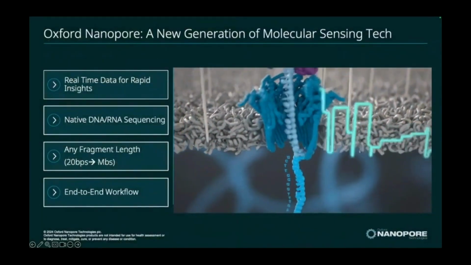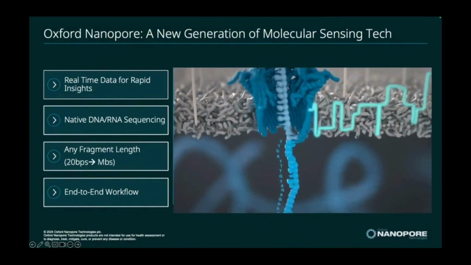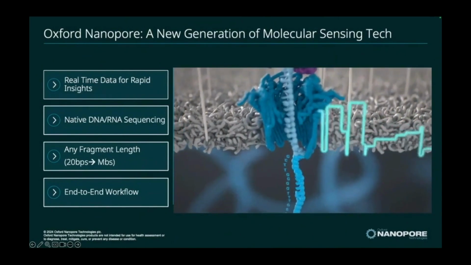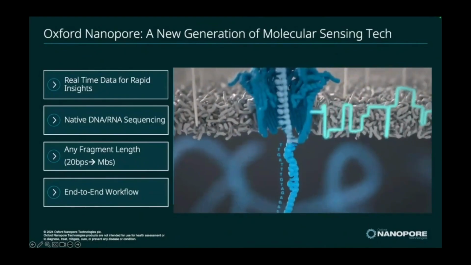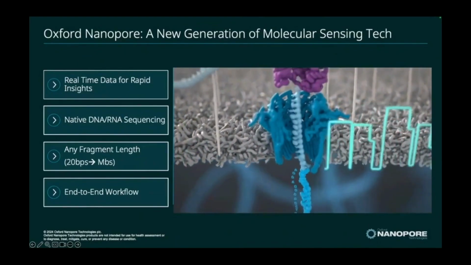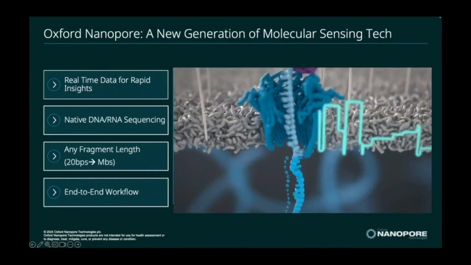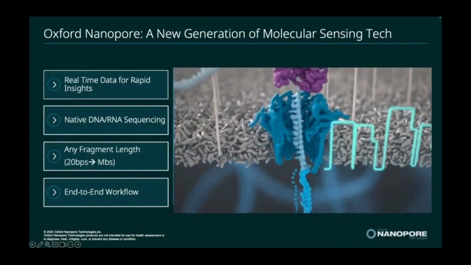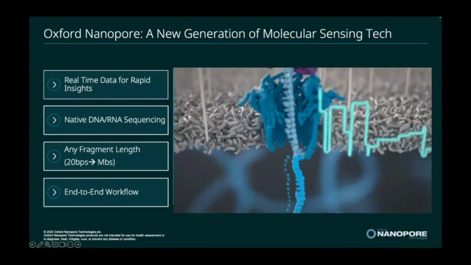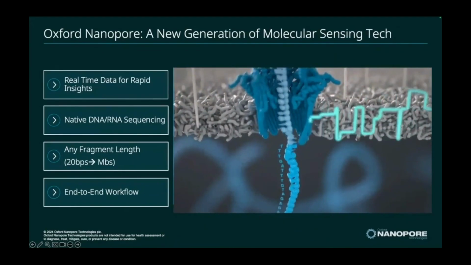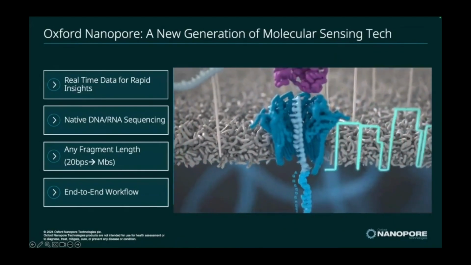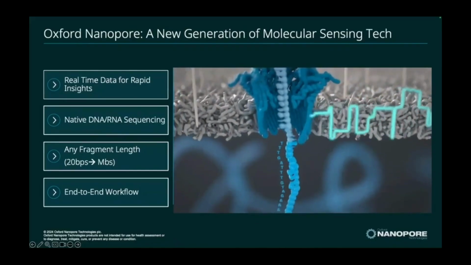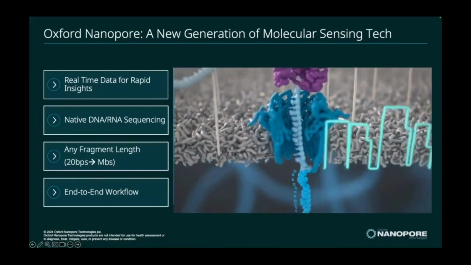So very briefly, Oxford Nanopore is a new generation, or third generation, of DNA and RNA sequencing technology, and really the only technology that offers real-time analysis for rapid insights in a fully scalable format, from our MinION, which is pocket size, to our population scale instruments like the PromethION line. Our technology can analyze native DNA or RNA, so no PCR copying required, and sequence at any length, both short to ultra long.